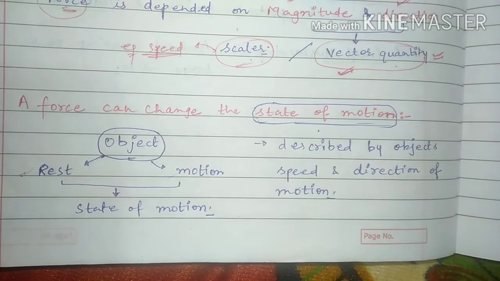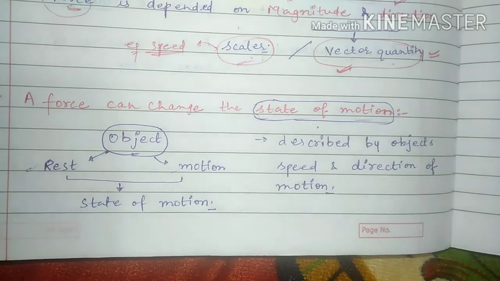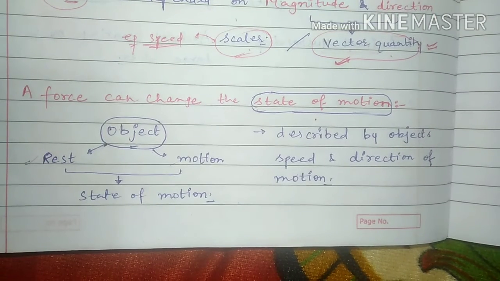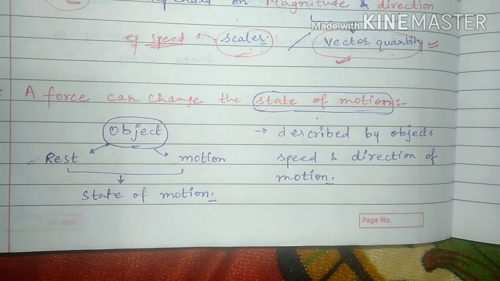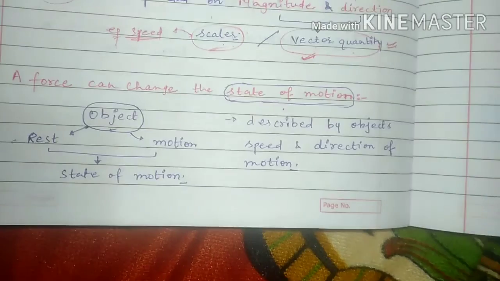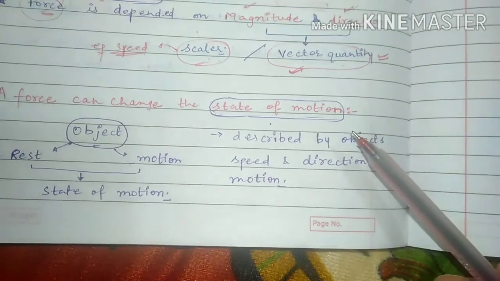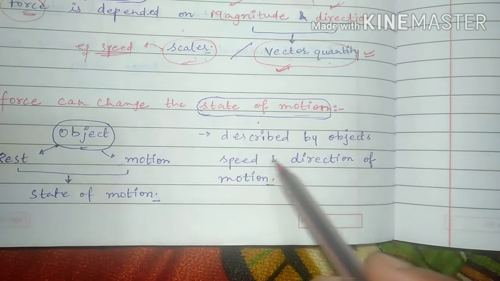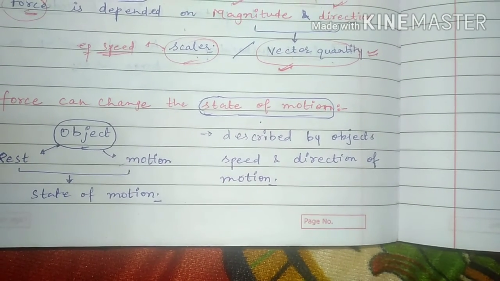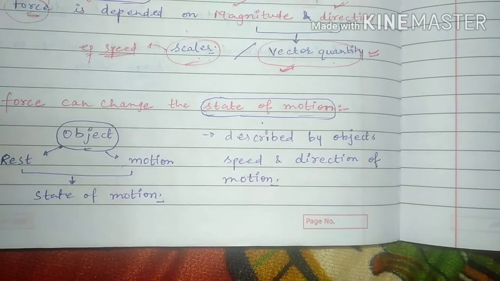Student, in this video we will discuss force, by which the state of an object gets changed. First of all I want to tell you about the state of motion. So what is the state of motion? The state of motion can be described by the speed of the object and its direction.